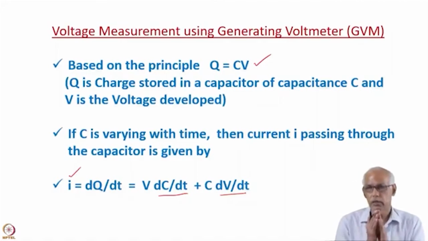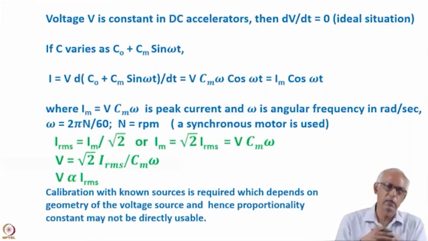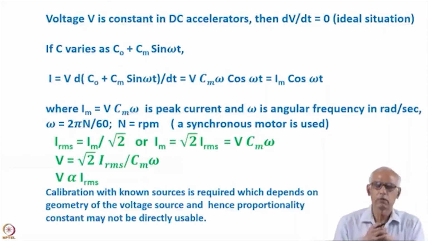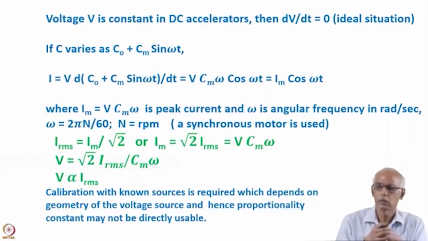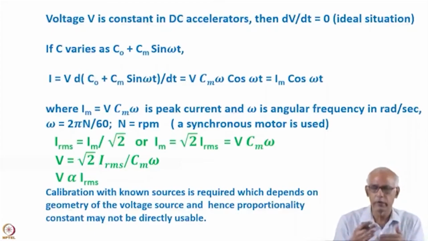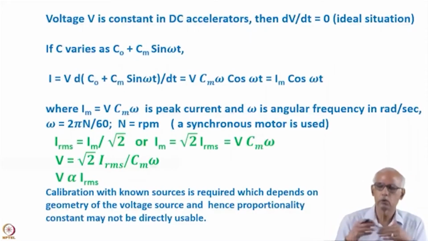Now, in the case of a DC accelerator, the voltage has to be fixed, and the variation is very little. Ideally you would like to see the voltage constant. So if the voltage is constant, then dV by dt, the time variation, is equal to 0. For the sake of analysis, we can put dV by dt equal to 0. Although it will not be exactly 0, it will be a very small number because that is what we want to stabilize.